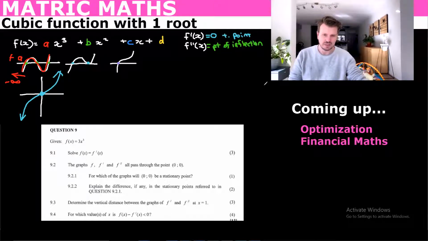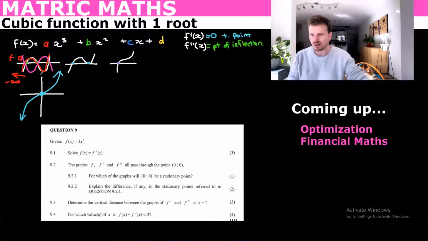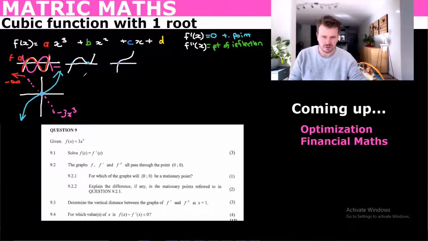I'm going over this again for those of you who didn't see the other videos. Now, if a is negative, I'm going to draw that now in pink. That would be where a is negative. And so if this was negative 3x cubed, it would look like this. So the blue is the f of x equals 3x cubed.